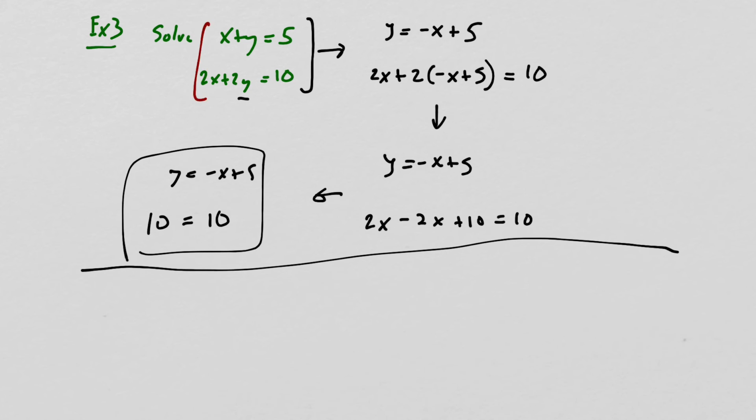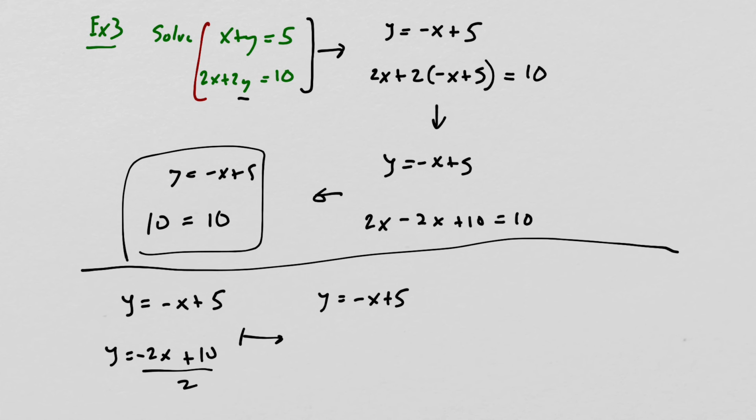Let's solve both of these equations for y real fast. So equation number 1, as we've seen before, is going to be y is equal to negative x plus 5. And subtract 2x on both sides for equation 2, then divide both sides by 2, and we see that we're going to get y is equal to negative 2x plus 10 divided by 2. So simplifying this one more time, our equation number 1 is negative x plus 5, and equation number 2 is going to be negative x plus 5.